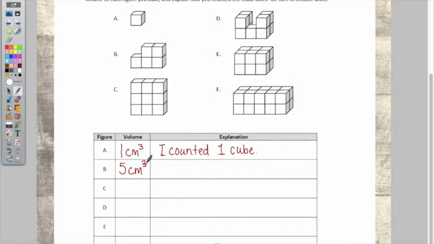Okay. Did anybody count 3 and then 2? Yeah, I did. Okay. So those are both choices. I counted 3 and then 2. A lot of times I'll start with the base or the front of the figure and go from there. Okay, go ahead and build C.